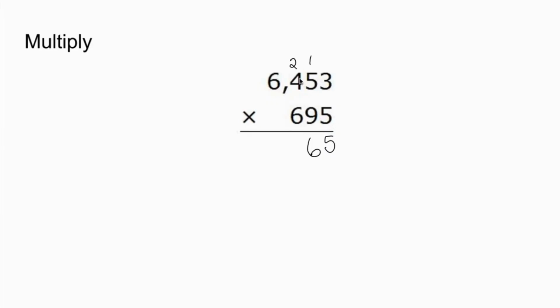5 times 4 is 20. 20 plus 2 is 22, the Taylor Swift special. Write out your 2, carry over a 2. 5 times 6 is 30. 30 plus 2 is 32. Since that's our last digit, we write out all of 32. Now that we're done with this row, let's get rid of these numbers so that I don't accidentally do them again, because we are now going to move to the 9.